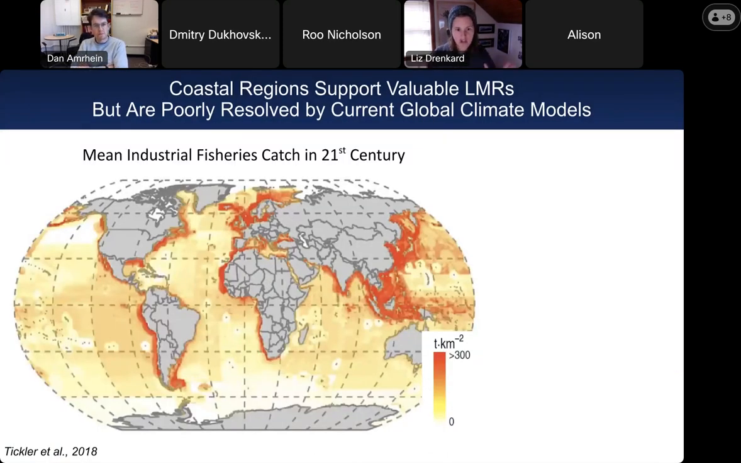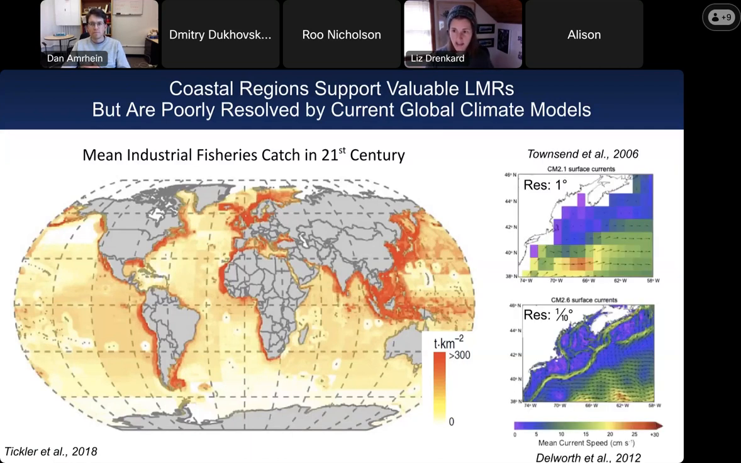So big picture, a lot of the industrial fisheries are pulling in fish and catch from the nearshore environment along the coastal region. This is just an illustration using Tickler et al. 2018, showing the amount of fish and where it's coming from in the world. And what is important with looking at the coastal resolution is that as you get finer details, you're able to bring out these important processes that are relevant to these living marine resources.